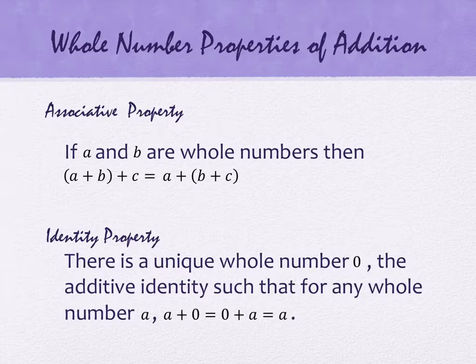And the word that I like to use with associative is that we're associating different values together. That's what those parentheses do. When you talk about associating with a certain group of people, you are grouping yourself with them. And that's what these are too.